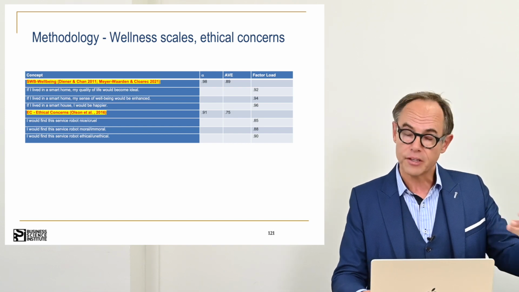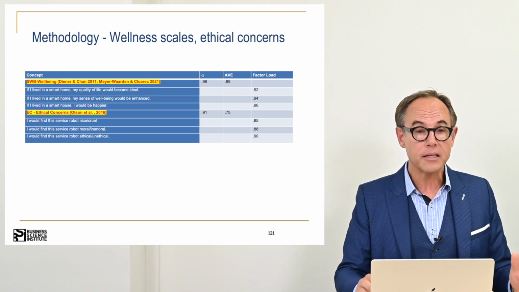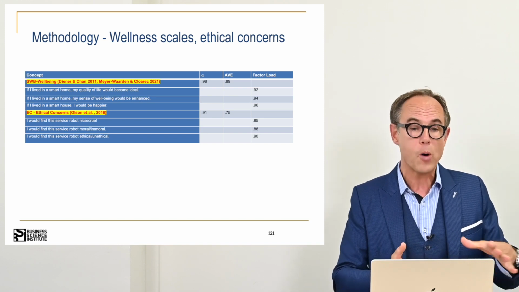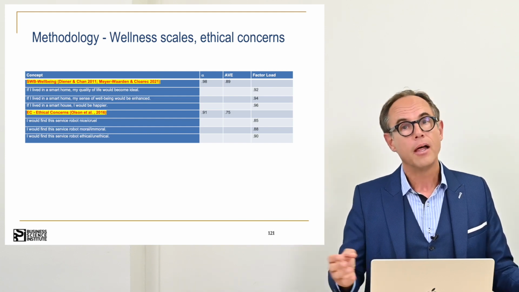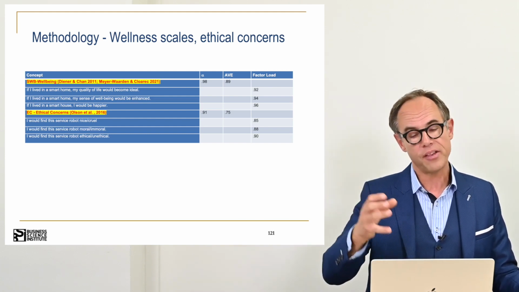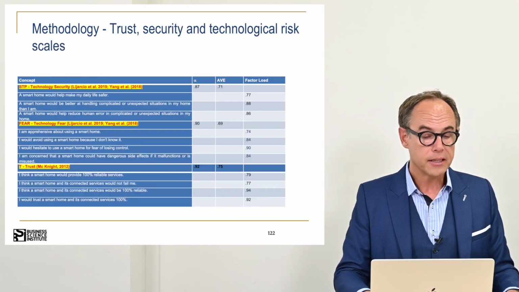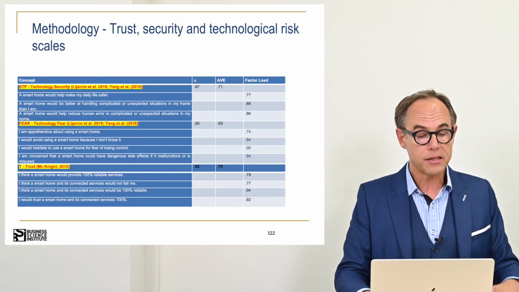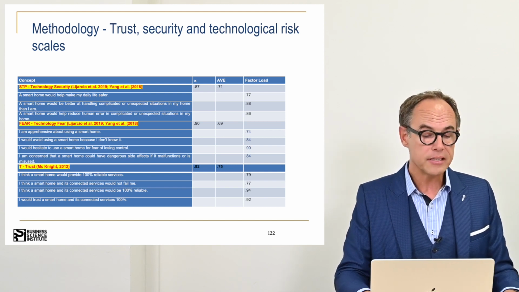So you see here the different sub-items conceptualizing the scales, and we use Likert scales going from 1, do not agree at all, to 7, absolutely agree with the statement. We measured technology security, technology risk or fear, and trust with existing scales. Again, you see here the items in detail.